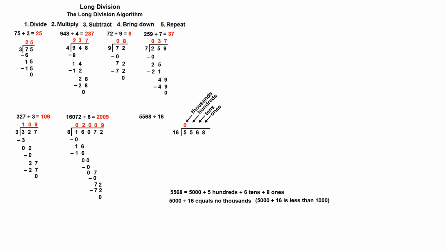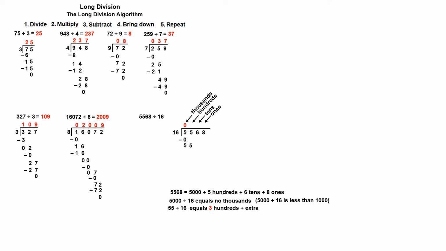So we put 0 in the quotient in the thousands place. 16 times 0 is 0. Subtract 0 thousands from 5 thousands. Bring down the next digit of the dividend. Bring the 5 down next to the 5. 5,500 is the same as 50 hundreds plus 5 hundreds, and 50 hundreds plus 5 hundreds equals 55 hundreds. We now repeat the division process over using the 55 as the dividend.